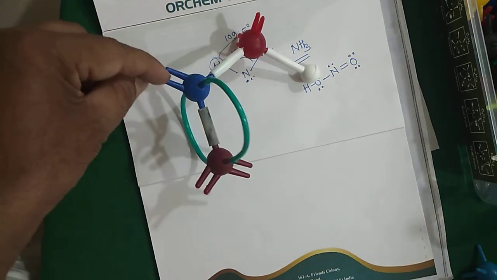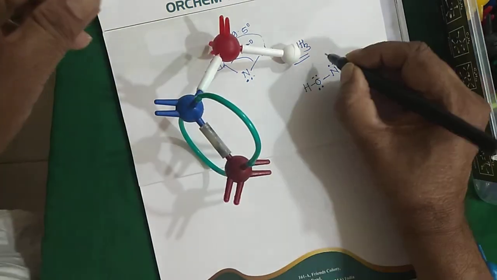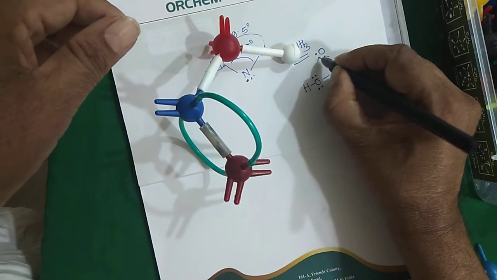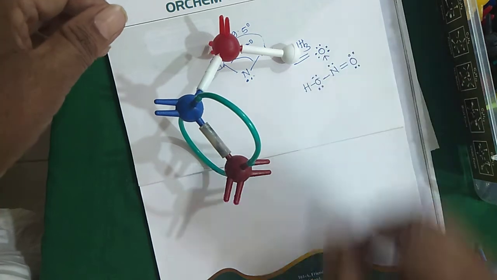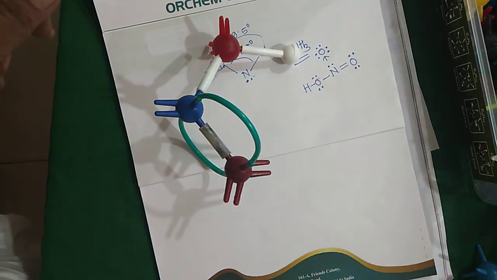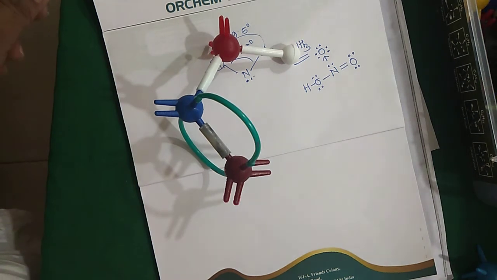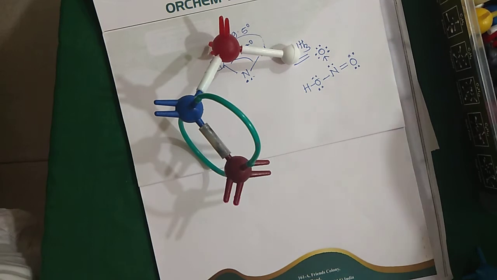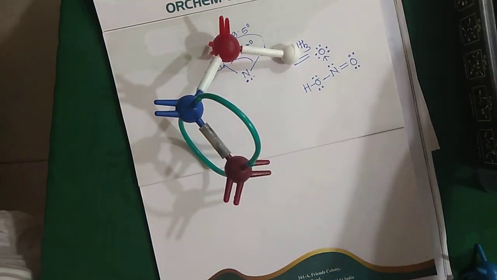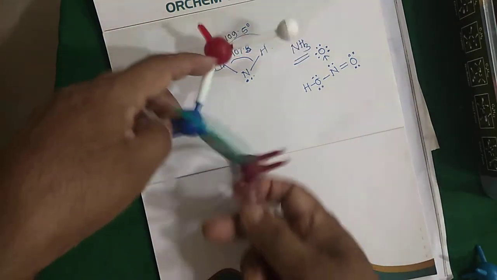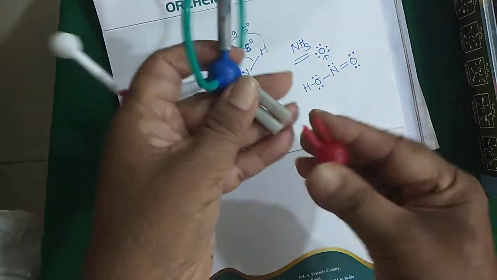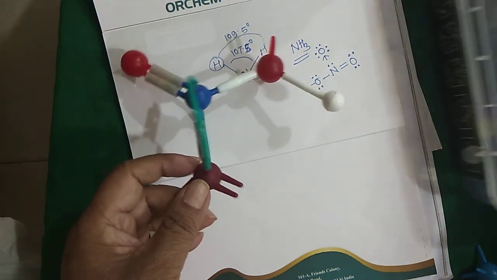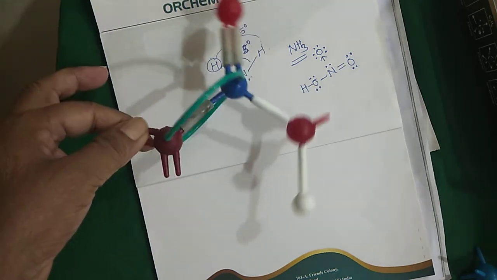Now the pair of electrons present on nitrogen gives formation of a coordinate covalent bond with oxygen and thus nitric acid is obtained. This is nitric acid, HNO3.